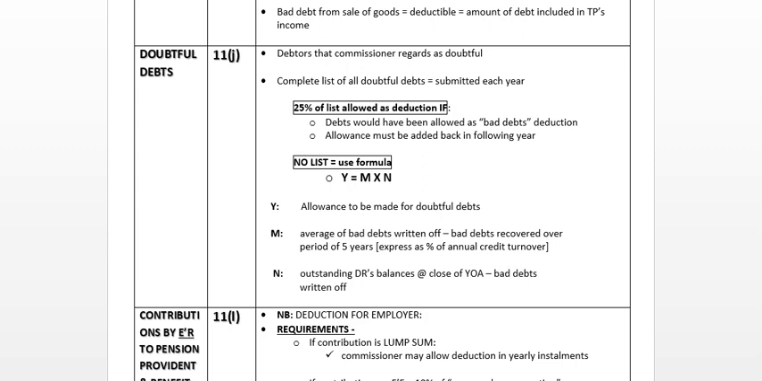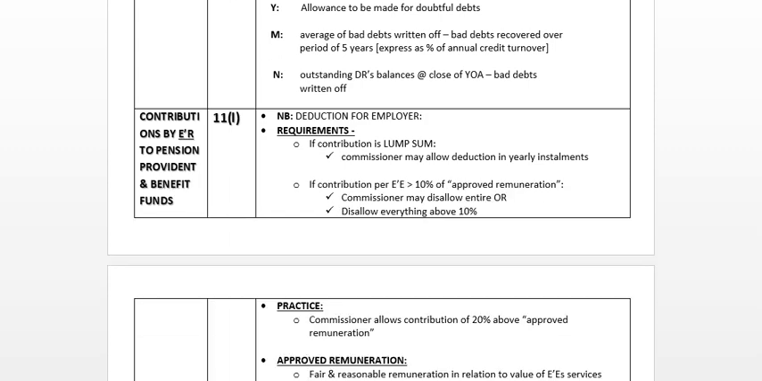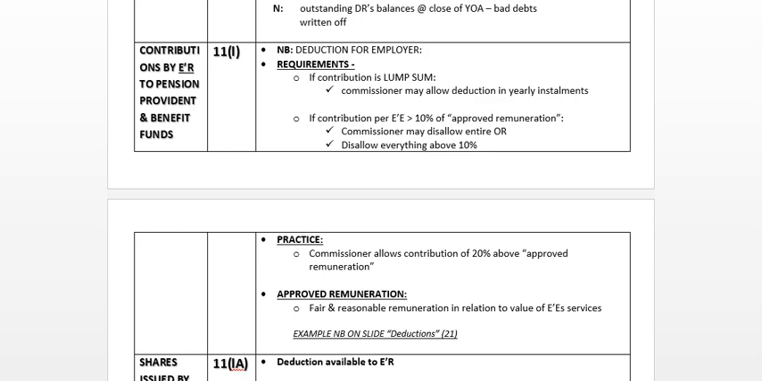So if it's not less, then you need to use the formula of y equals m times n. So y is the allowance to be made for doubtful debt. M is the average of bad debt written off, bad debts recovered over a period of 5 years, expressed as a percentage of annual credit turnover. And n is the outstanding balance at the close of the year of assessment.